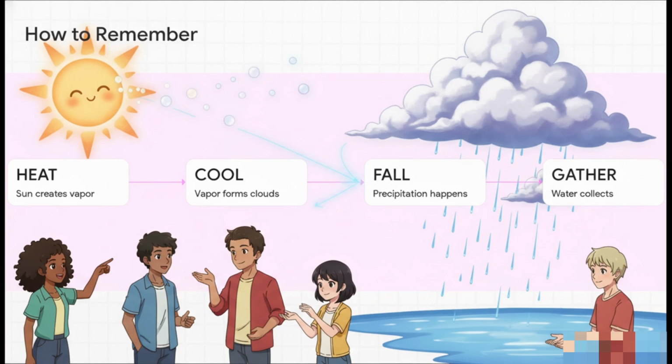Just repeat after me. Heat, cool, fall, gather. Step 1, heat. The sun creates vapor. Step 2, cool. That vapor forms clouds. Step 3, fall. Precipitation happens. And step 4, gather. The water collects. Heat, cool, fall, gather. And repeat. It really is that simple.